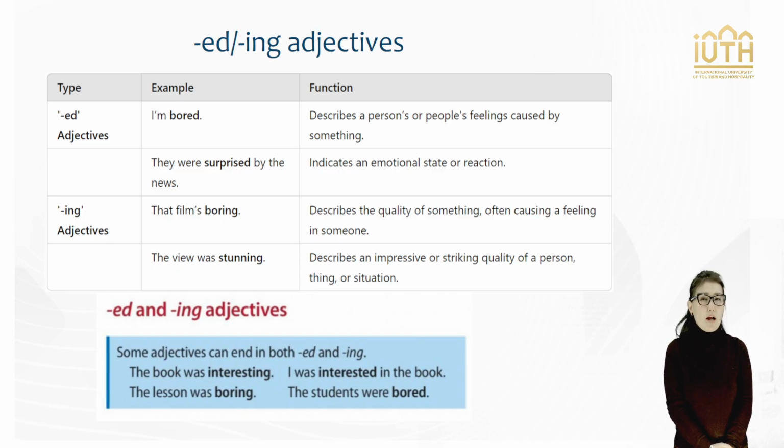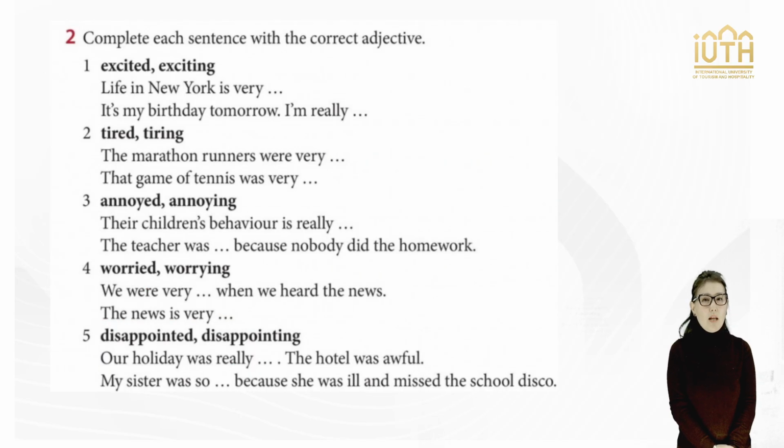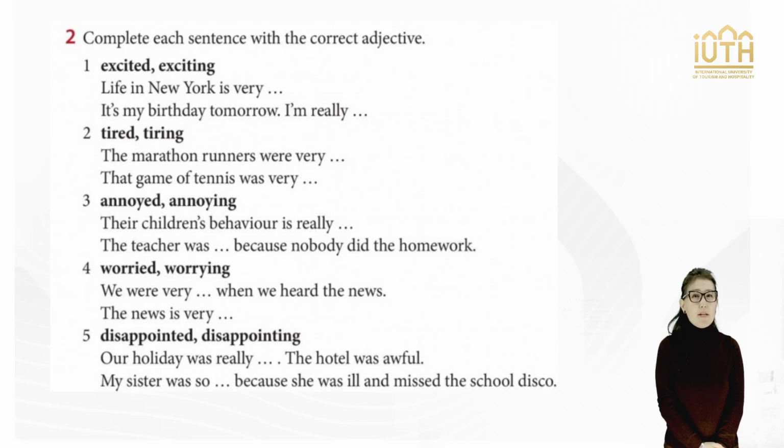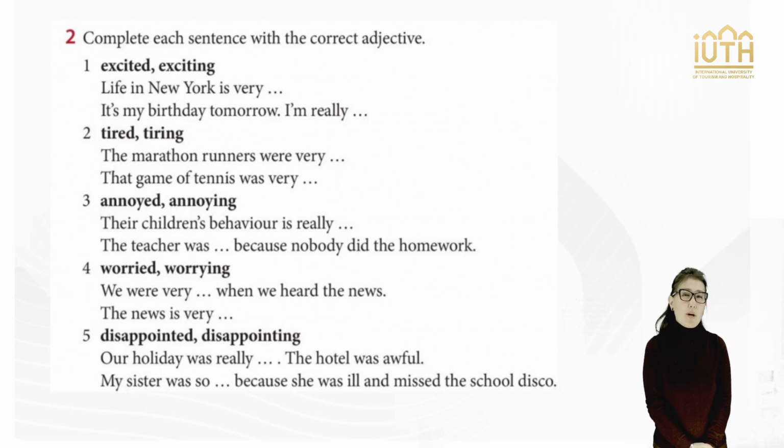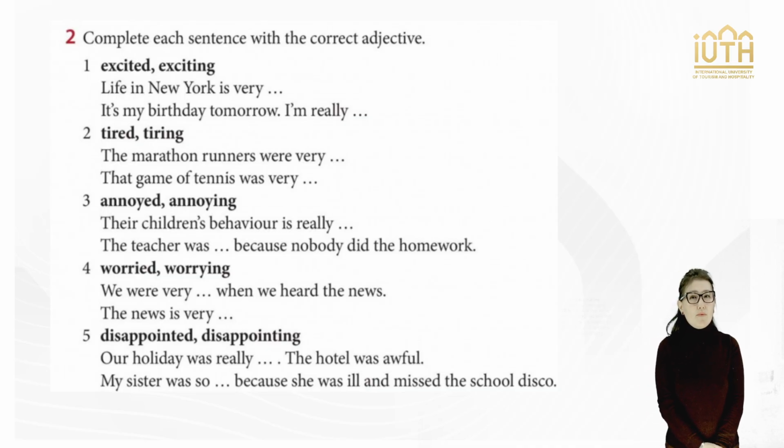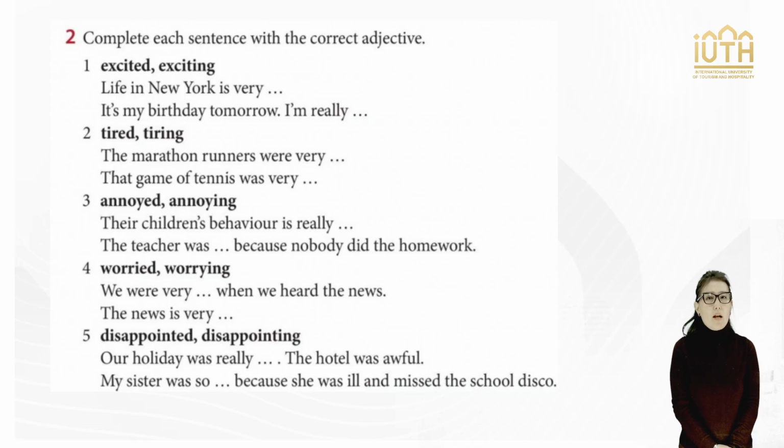Ing adjectives describe the quality of a thing or a person, and they often come after a linking verb like be or seem. For example, exciting: makes you feel very happy and enthusiastic. Boring: not interesting. Fascinating: extremely interesting. Now that we have learned about -ed and -ing adjectives, it's time for a practice task to reinforce our understanding. Complete each sentence with the correct adjectives.